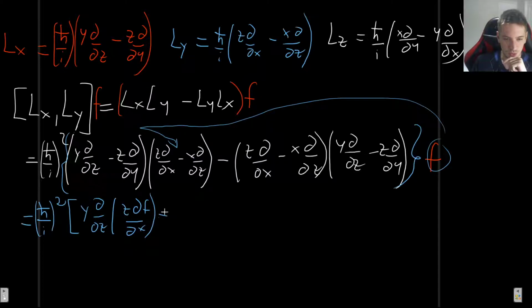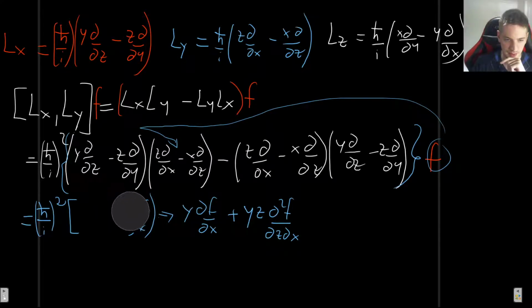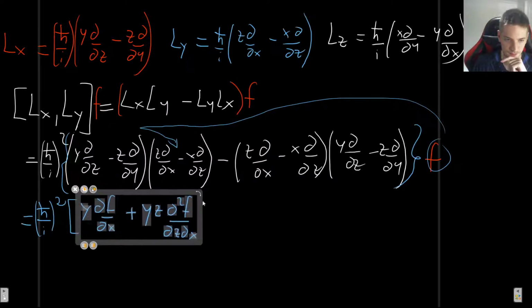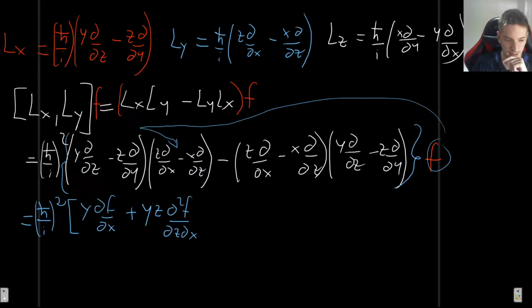Let's now do this partial derivative, and then I will replace it. We have y, and now we have to apply the product rule here. First let it derive z, so we get df dx, plus y, and now it's going to act on the derivative, so we get yz second derivative of f in z and x. So that's what this is equal to. Now we multiplied this and this. Let's go with the next term.